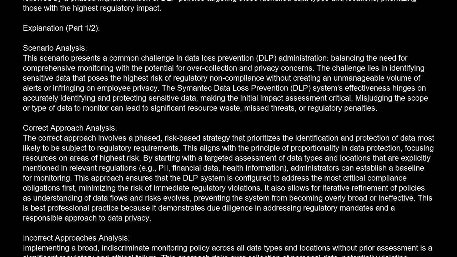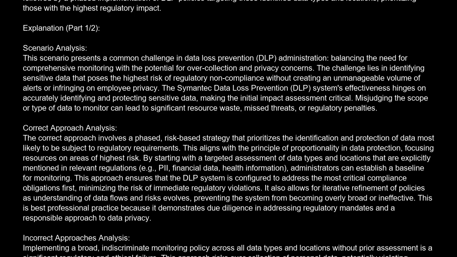The correct answer is D. Conduct a comprehensive data discovery and classification exercise to identify all instances of sensitive financial data, followed by a phased implementation of DLP policies targeting these identified data types and locations, prioritizing those with the highest regulatory impact.